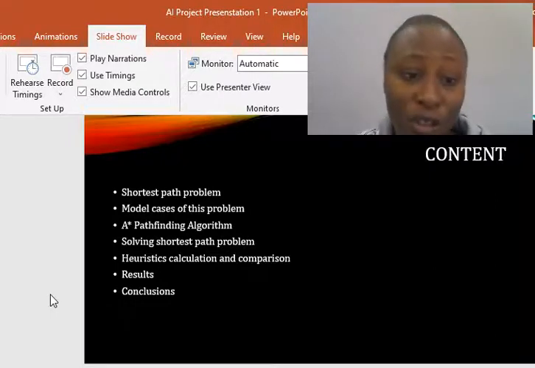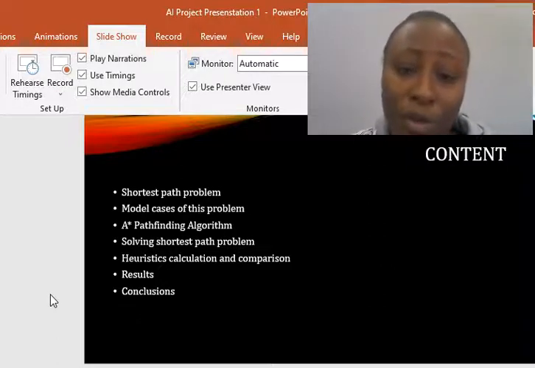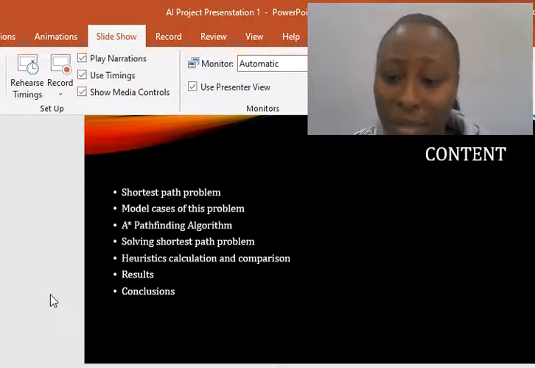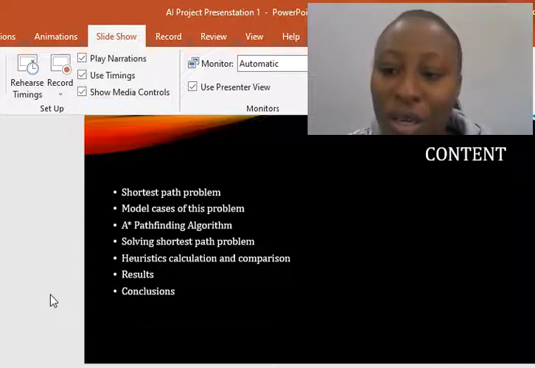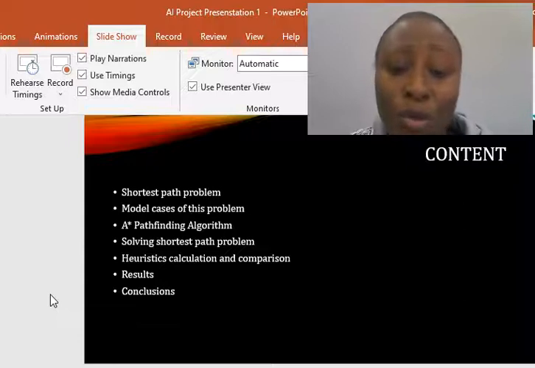In this presentation, we'll be covering a few topics. We'll be going through what the shortest path problem is. We'll also look at some of the model cases of this problem in the real world. After that, we're going to take a quick look at what the A-star pathfinding algorithm is and some of its features. And we are going to see how we can apply the A-star pathfinding algorithm to solving the shortest path problem.